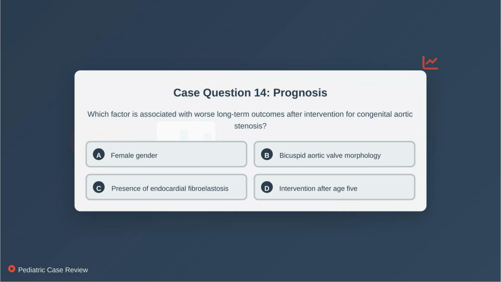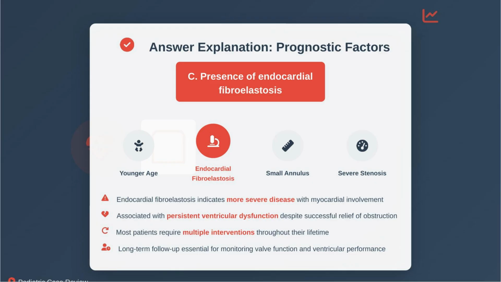Which factor is associated with worse long-term outcomes after intervention for congenital aortic stenosis? A. Female gender. B. Bicuspid aortic valve morphology. C. Presence of endocardial fibroelastosis. D. Intervention after age 5. The correct answer is C.